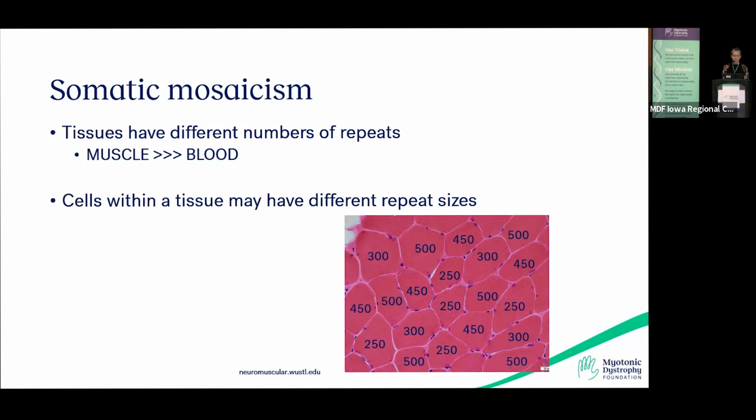Not only that, but even within the same tissue, the cells can have different repeat sizes. So this is a picture of a muscle biopsy. Each one of these areas here is a muscle cell, and this is just an example of what that could potentially look like. The muscle cells have different repeat sizes, even within the same tissue, and the number of repeats increases with age. So those are some things that probably play into why we see variability in how the disease presents with its symptoms, and may not entirely match up with what we would expect with a person's number of repeats.